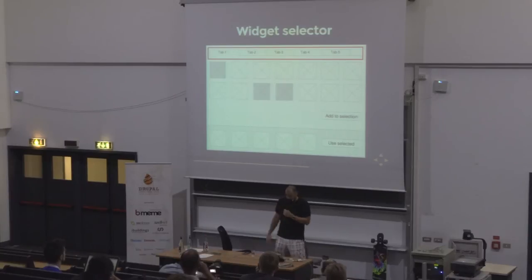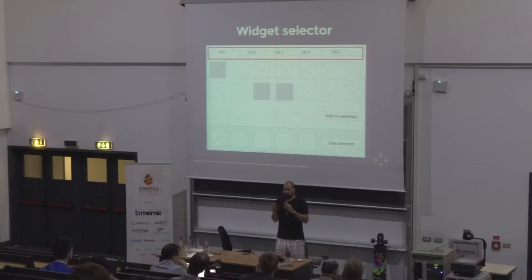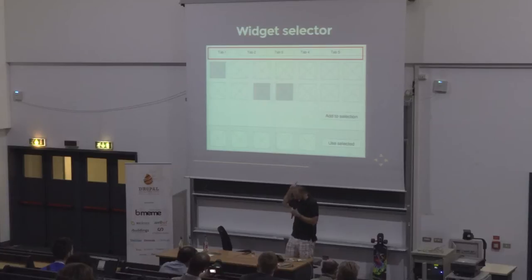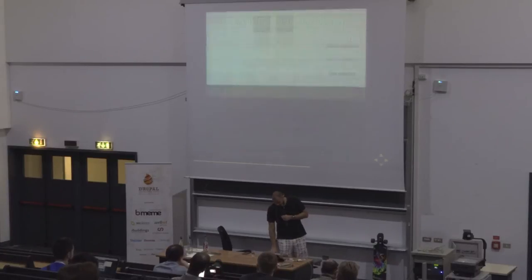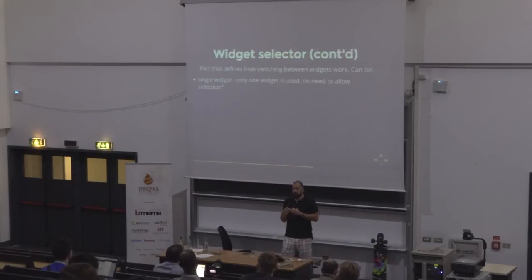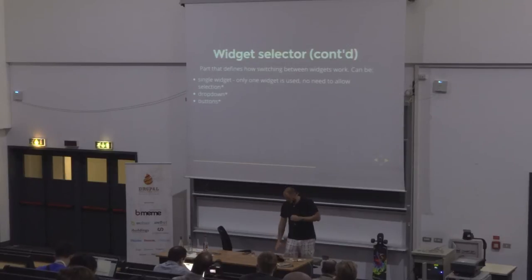Then, the next plugin that we have is called Widget Selector. In general, you can have one widget on your Entity Browser or more of them. But only one can be displayed at a time. And you need a way to switch between those widgets. In this case, we have tabs on the top, but you can also have other things. If you only have one widget and you don't want to display anything that allows you to select it, because this doesn't make any sense, you can use a plugin that always displays the first one. Then we can use a dropdown, if you prefer that over tabs. You can use buttons, you can use tabs, and again, you can implement your own.